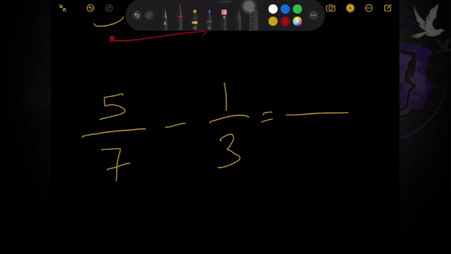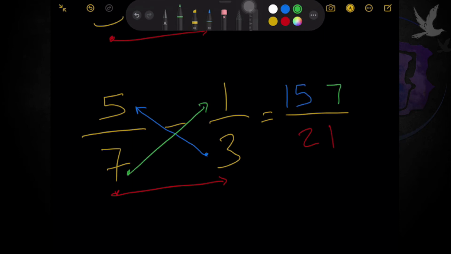Okay, here we go again. Red, denominator to denominator. 7 times 3 will give you 21. From here to here, 3 times 5 will give you 15. And from this point to this point, 7 times 1 will give you 7. So, we have the minus sign.